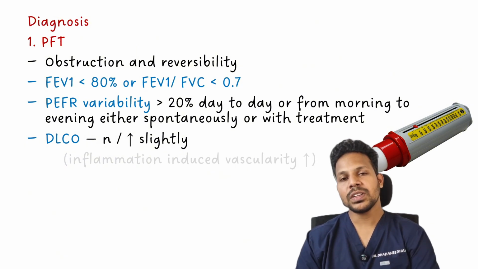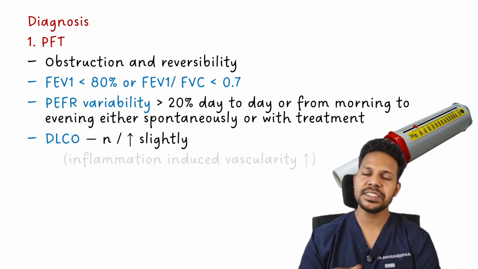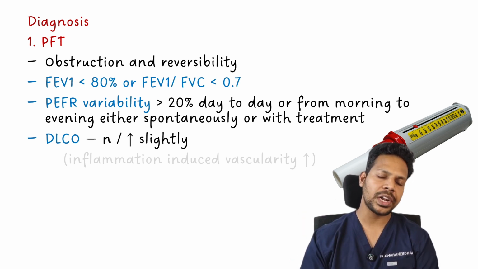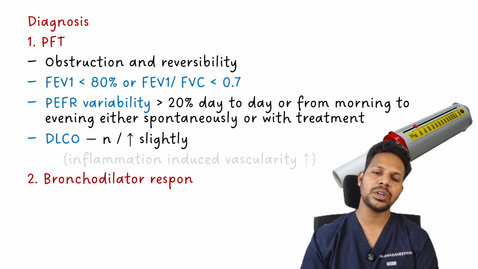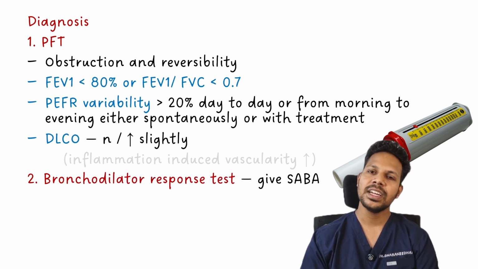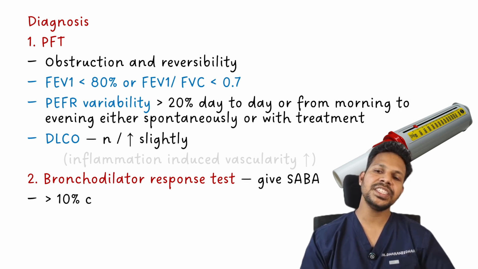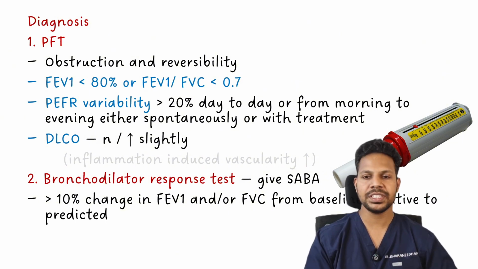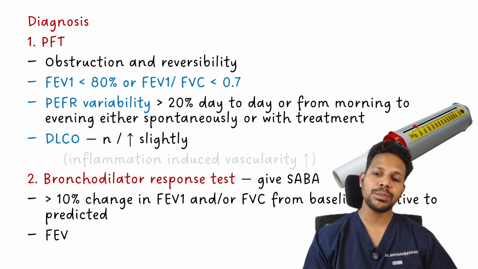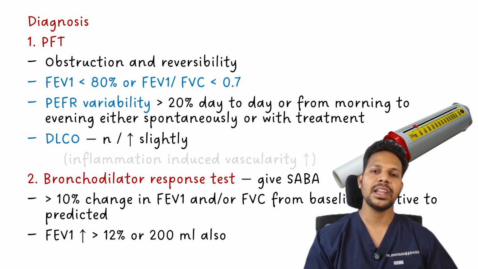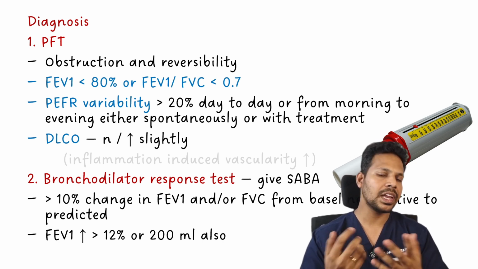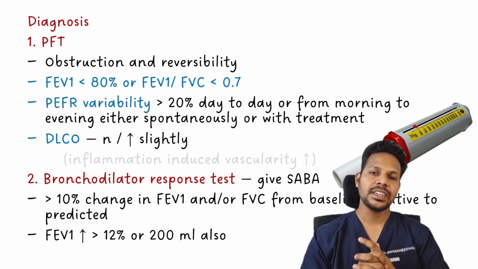Now you have proven airflow limitation. The next step is to look at the reversibility. Is it really reversible? For that, you will give a bronchodilator. So bronchodilator response test: give short acting beta agonists like salbutamol or albuterol. What you can observe is a 10% change in FEV1 or FVC from the baseline related to the predicted. That is what you can appreciate. And FEV1 can also increase by more than 12% or 200 ml in absolute terms. Okay, so an increase in FEV1 by 12% or 200 ml can also identify it as reversibility.